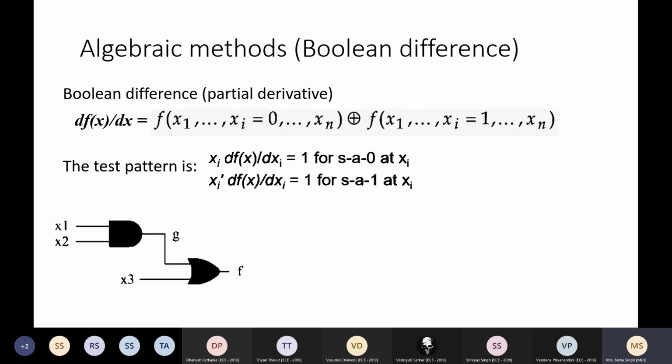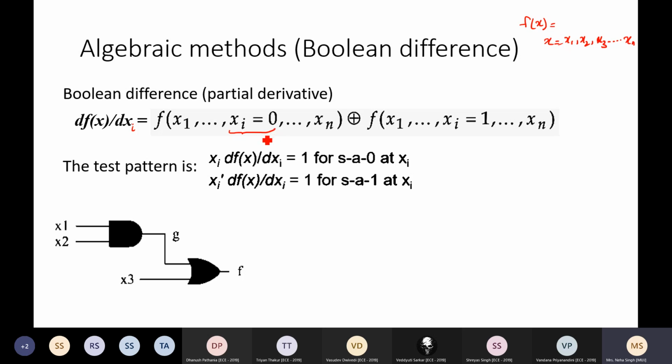When we say Boolean difference, we simply mean the partial derivative of the function f(x). Let there be a function f(x) where x corresponds to x1, x2, x3 and so on, say xn. There are so many variables. If I try to take the derivative with respect to one of the variables, let us say xi, so d of f(x) with respect to xi, then for that variable I need to put two terms.